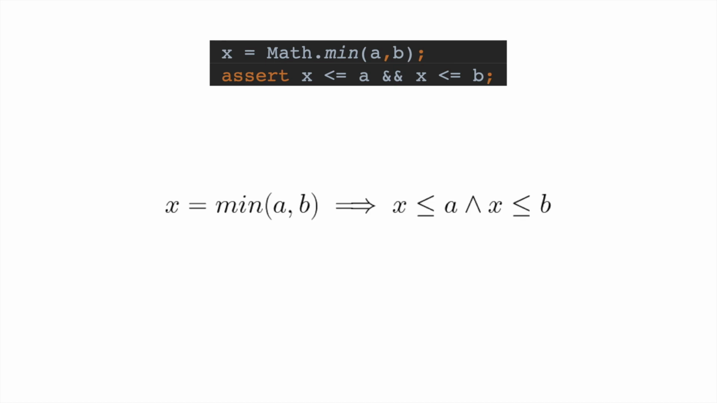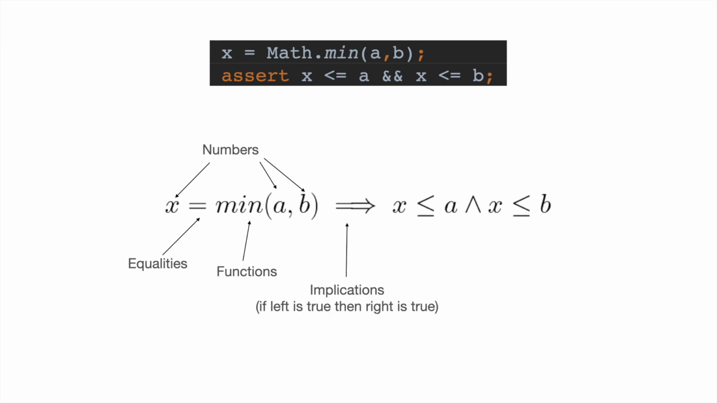If x is the minimum of a and b, then x is less or equal a and x is less or equal b. It might seem easy to us, but in reality, it's a very difficult task. In just this one simple formula, we already encounter 3 different mathematical theories entangled together. We have arithmetic involving integer numbers, logic with equalities, functions, predicate logic with connectives such as implication or conjunction, arithmetic with inequalities. It's really a lot to deal with.